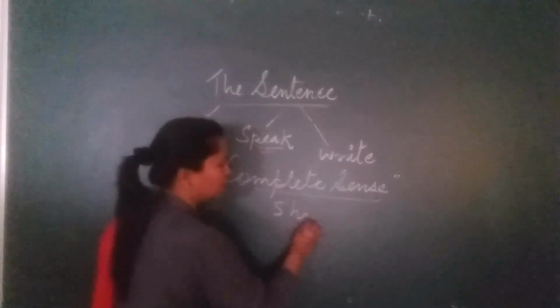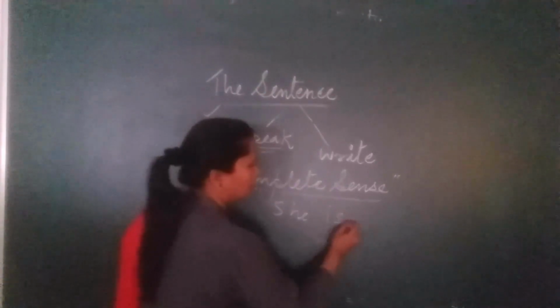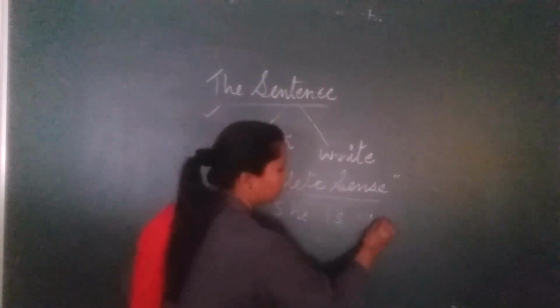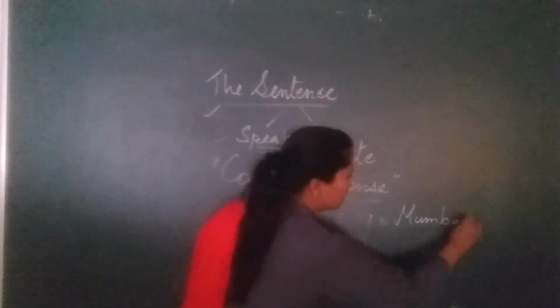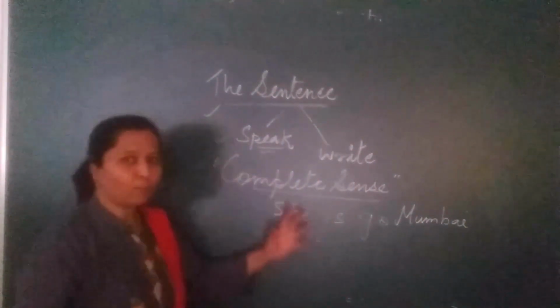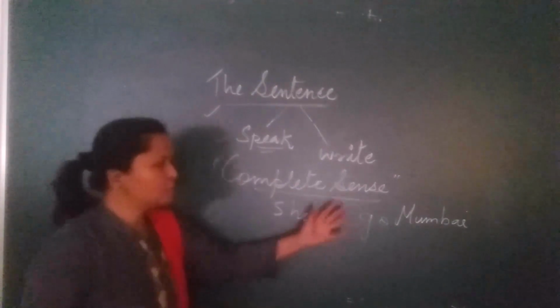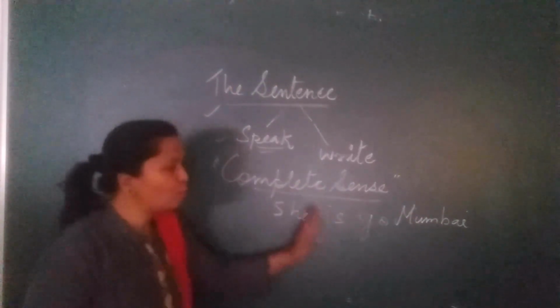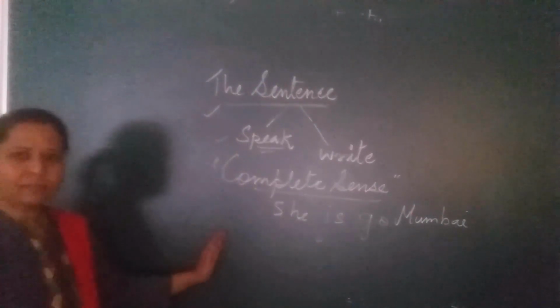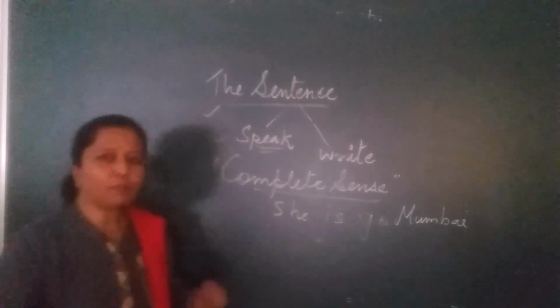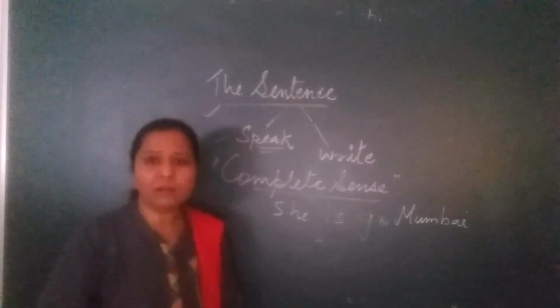She is go Mumbai. Now students, what is this? It's a group of words. She is go Mumbai. It's a group of words. But is it making a complete sense? Is it having a complete meaning to it? No, it's not having a complete meaning.